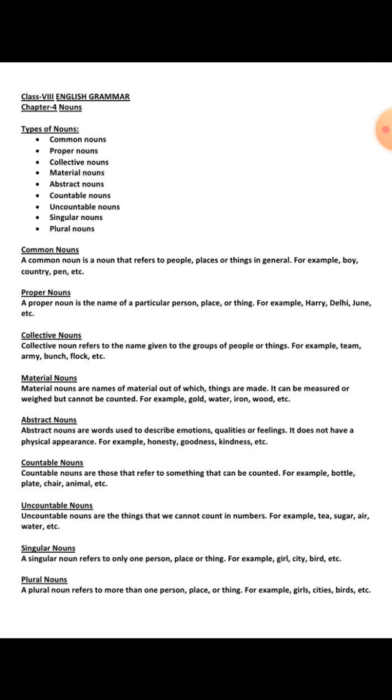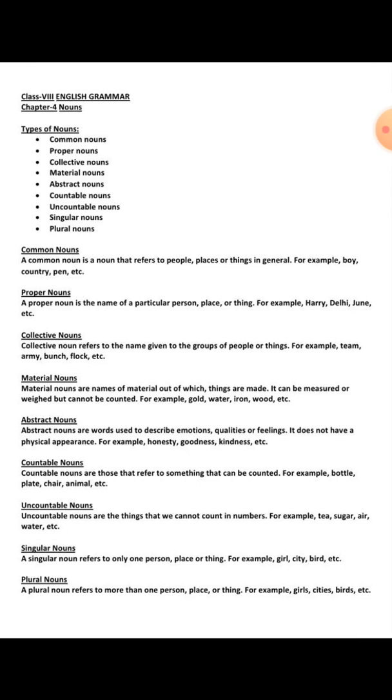Next is your countable nouns. Countable nouns are those that refer to something that can be counted. Okay? For example, bottle, plate, chair, animal, etc. So all these we can count them in numbers, isn't it? 1 plate, 2 plates, 3 plates, animals. There can be any number of animals and so on.